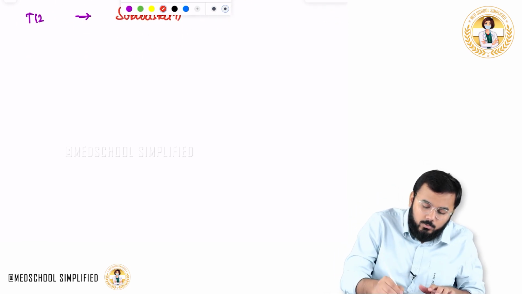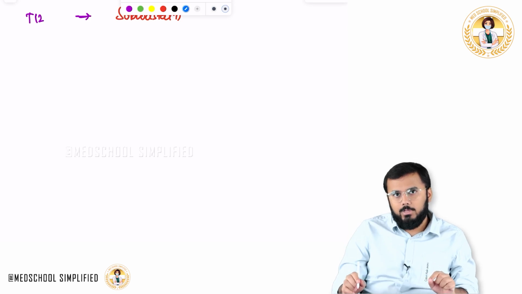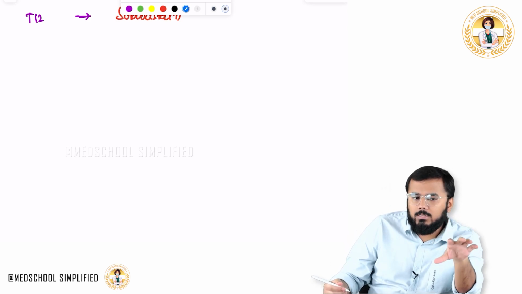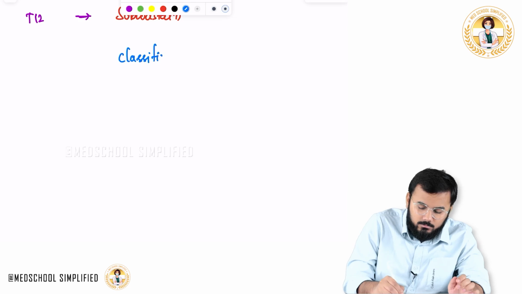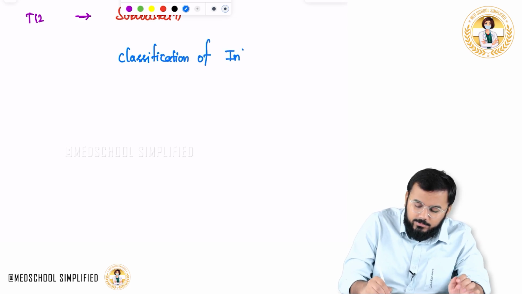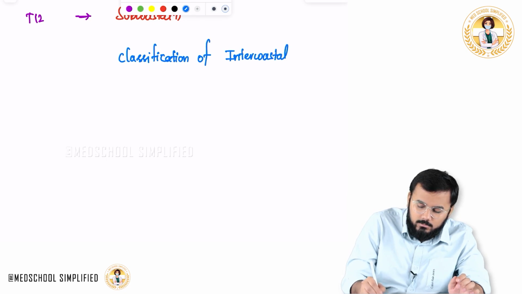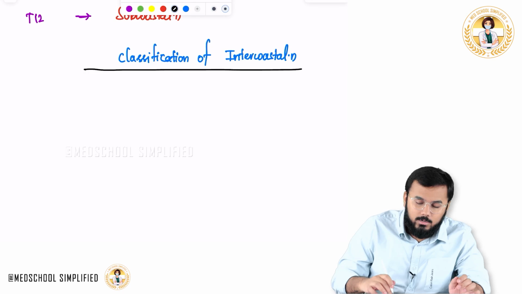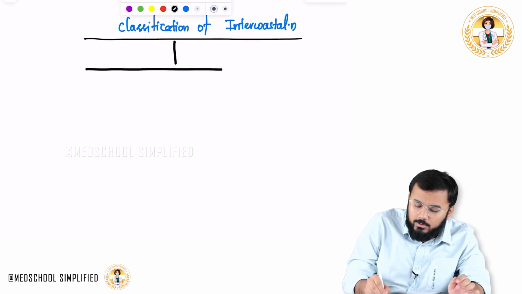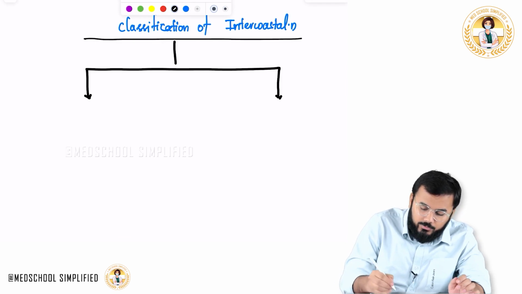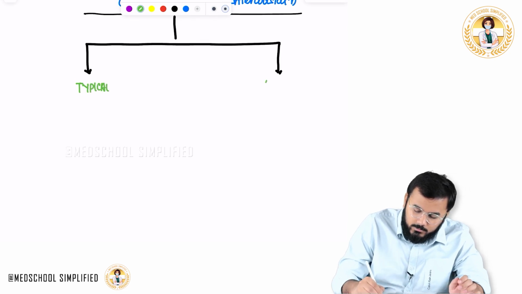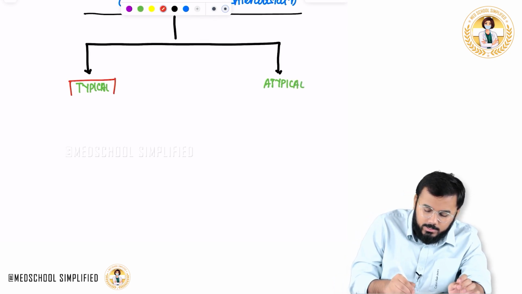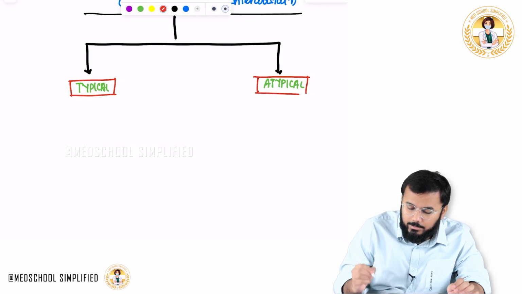Now, basically in the textbook there is a classification of these intercostal nerves. There are two different types of intercostal nerves. One is called as typical, another one is called as atypical. Classification of intercostal nerves. What are these two different types? One is called as typical intercostal nerve, another one is called as atypical intercostal nerve.